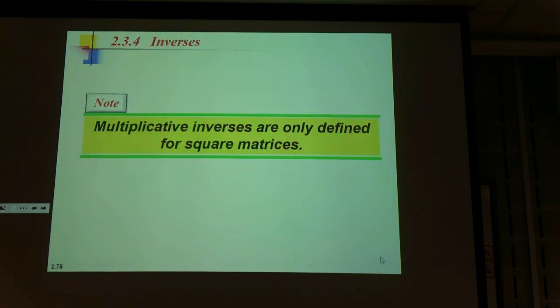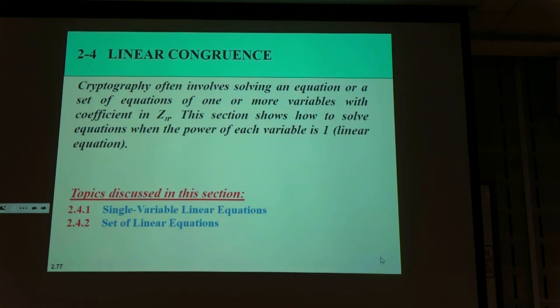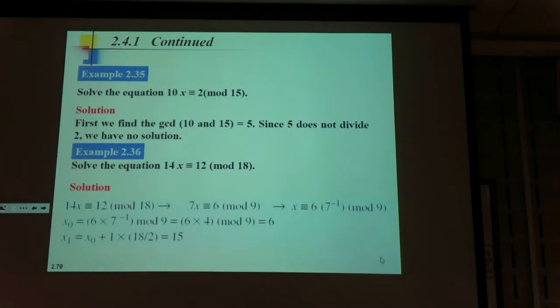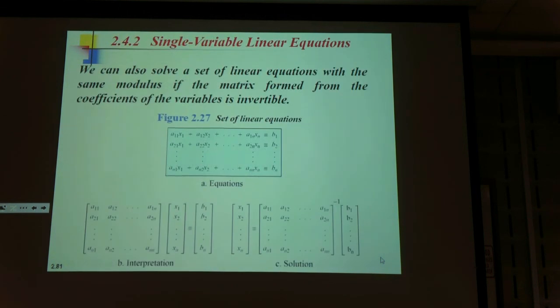Multiplicative inverses are only defined for square matrices. So you have A and A inverse. What does it mean? If you multiply A with A inverse, it will give you the identity matrix. Nothing is special here. You could take a look at it.